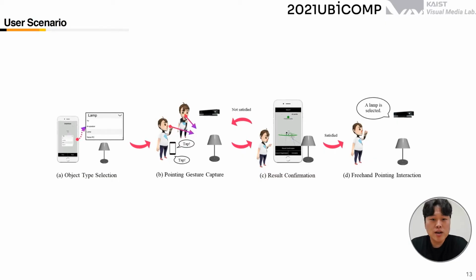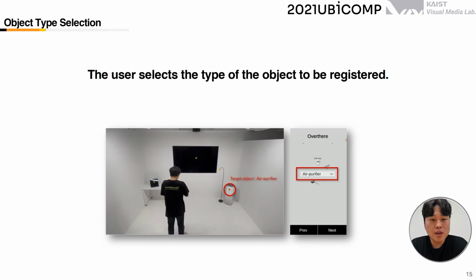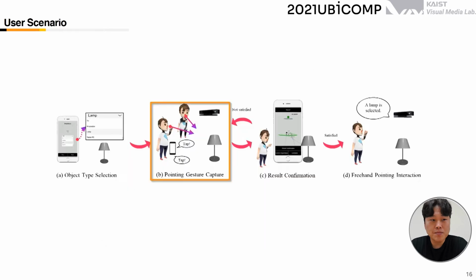Here is our user scenario. The registration starts with object type selection. In this step, the user simply selects the type of the device to be registered. Then, the user points to a target at multiple viewpoints, and the system captures the pointing gestures.